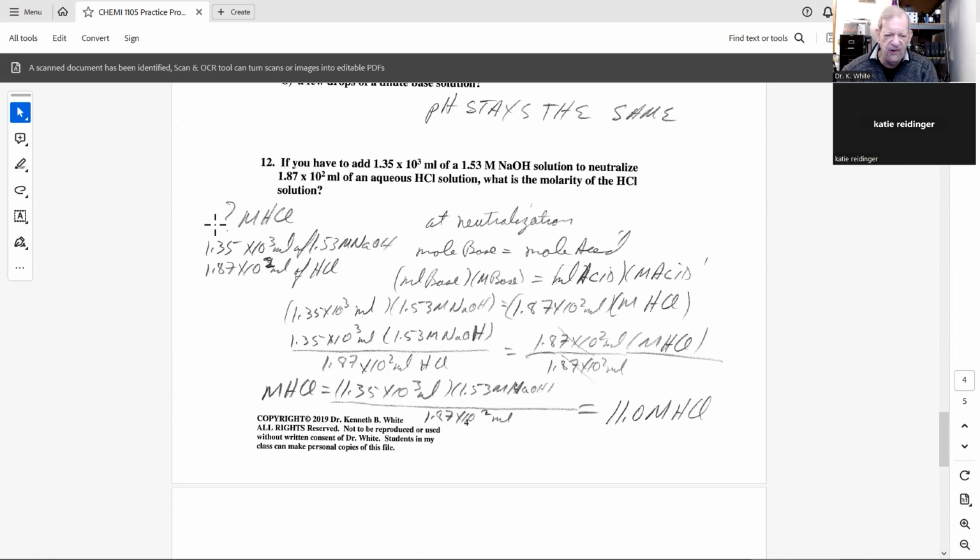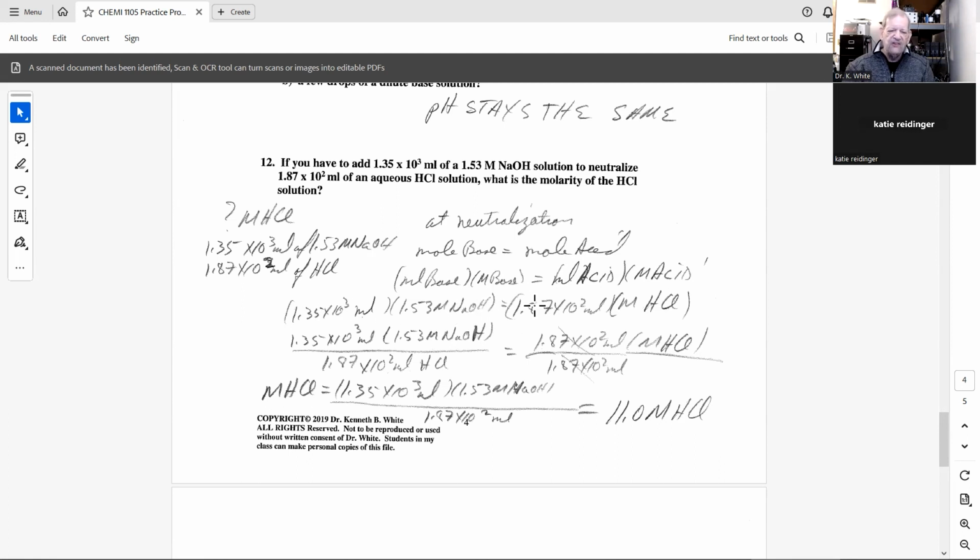So the first thing we do is, what are we being asked to find? Remember, capital M is molarity, HCl solution. What are we given? The milliliters of the base, NaOH, and its molarity to neutralize a certain amount of HCl. At neutralization, moles of base equal moles of acid. And that equals milliliters of base times molarity of base equals milliliters of acid times molarity of acid. I forgot the bracket right here. But anyways, let's put those numbers in.